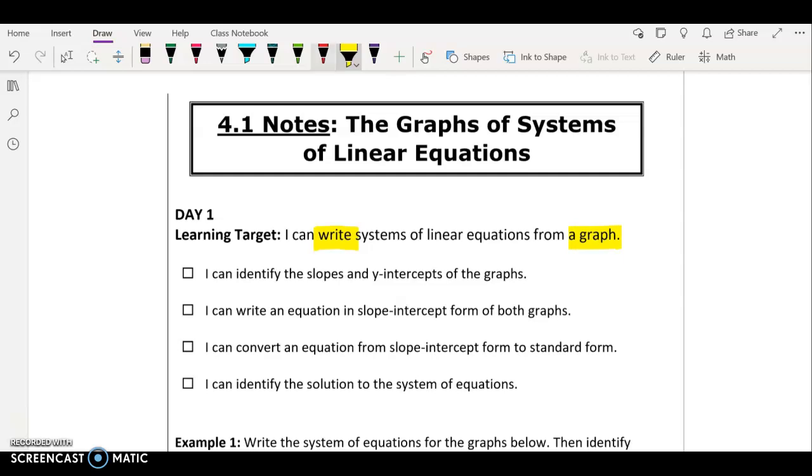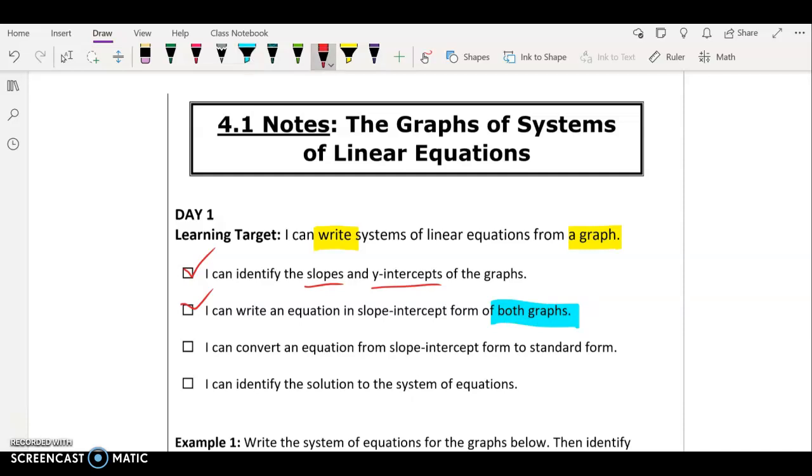A lot of these things you probably already know from previous lessons because we have learned how to write an equation from one line. So it's not that much more difficult to write two equations from two lines. For instance, we already know how to identify slopes and y-intercepts from graphs. With a slope, remember we do rise over run, and the y-intercept is where the graph touches the y-axis. I can also write an equation in slope-intercept form, but now the only difference is that we are doing it from both graphs, two lines instead of one line.